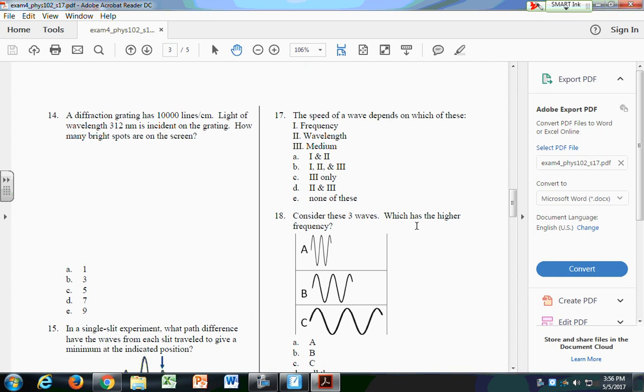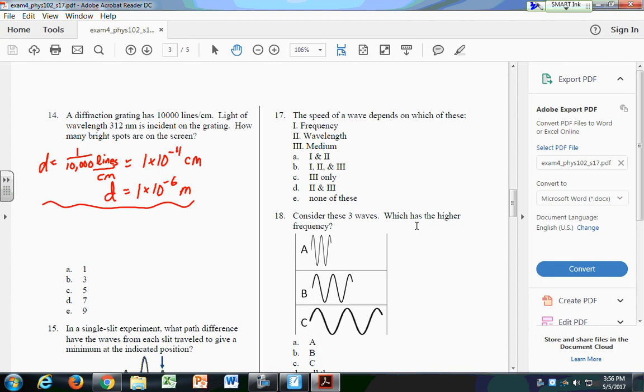So a couple steps. First you have to find what is the distance between the slits, and that's going to be 1 over 10,000 lines per centimeter. Be careful with your units on this. 1 over 10,000 in centimeters, so that's going to be 1 times 10 to the minus 6 meters. That is the distance between the slits. That's d. So that's the first part.